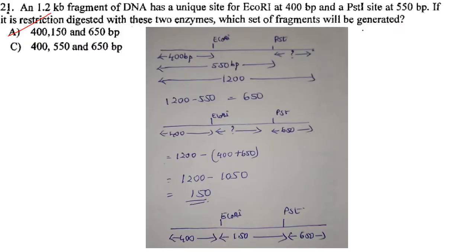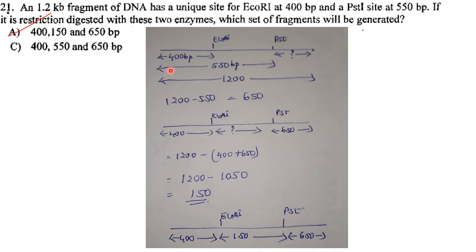So coming to the next question, a 1.2 kb fragment of DNA has a unique site for EcoR1 at 400 base pair and PST1 site at 550 base pair. If it is restriction digested with these two enzymes, which set of fragments will be generated? Since the answer is option A, I have not shown the other options. Okay, I will discuss how you got the answer.